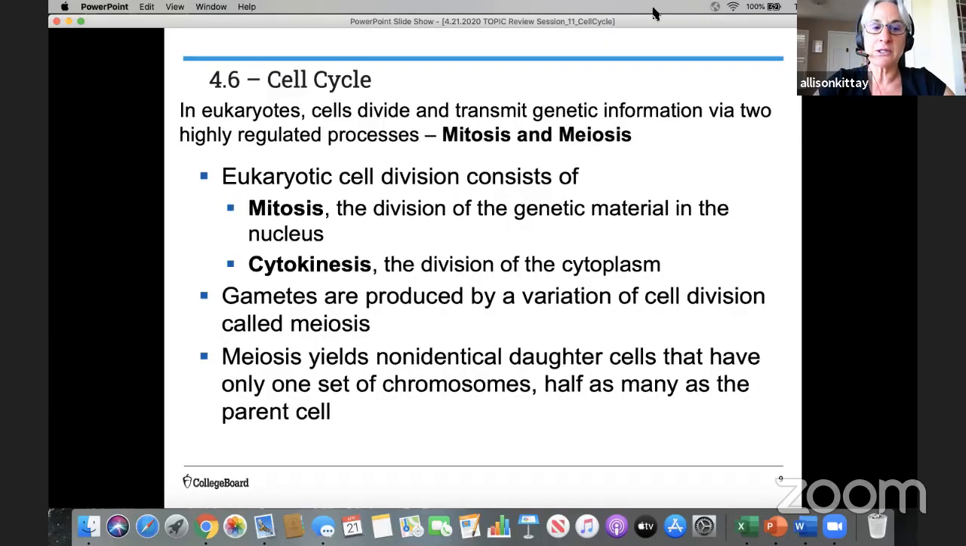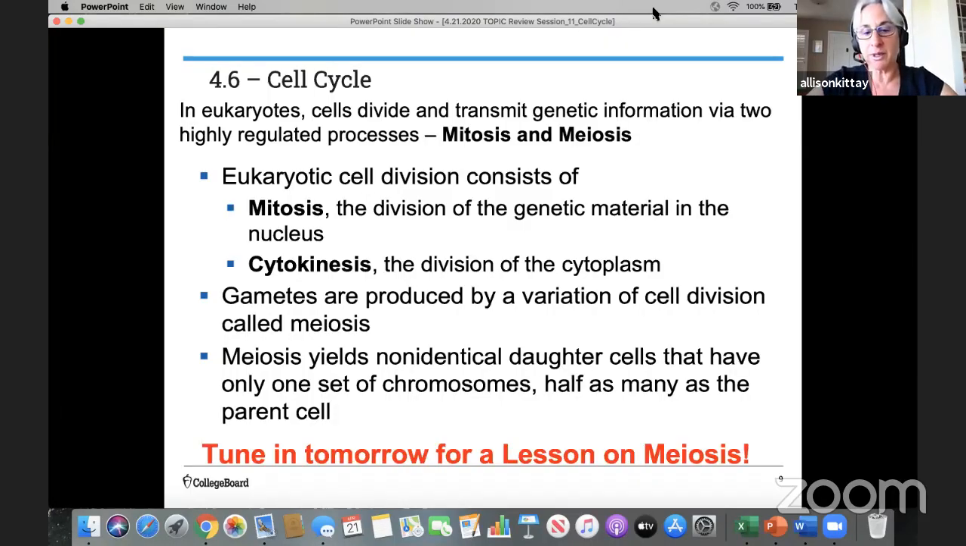Okay, so that's mitosis. Gametes are produced by a variation of cell division called meiosis. Meiosis yields non-identical daughter cells that have only one set of chromosomes, which is half as many as the parent cell. And tune in tomorrow because tomorrow we're going to focus on meiosis, whereas today we're focusing on mitosis and the rest of the cell cycle.